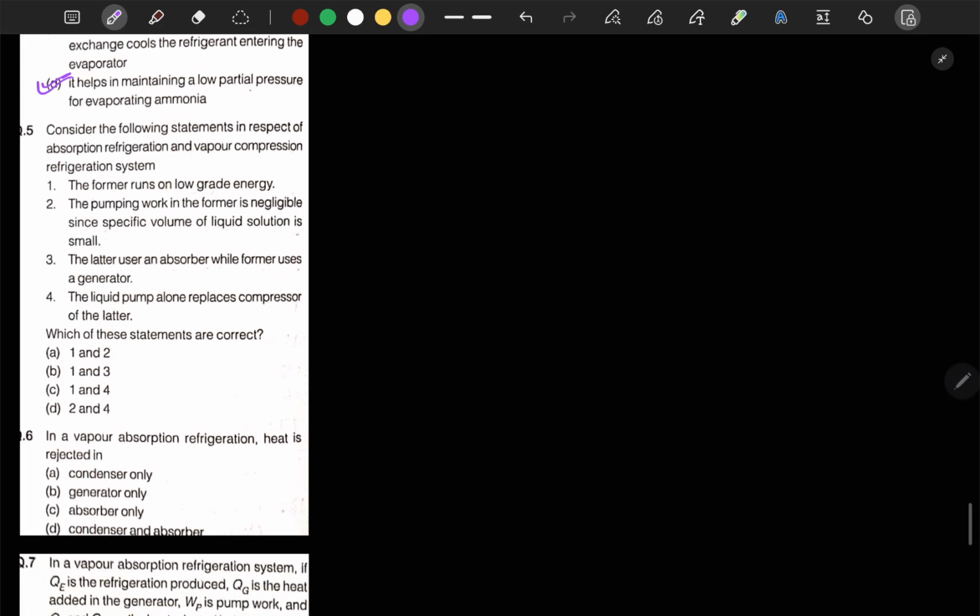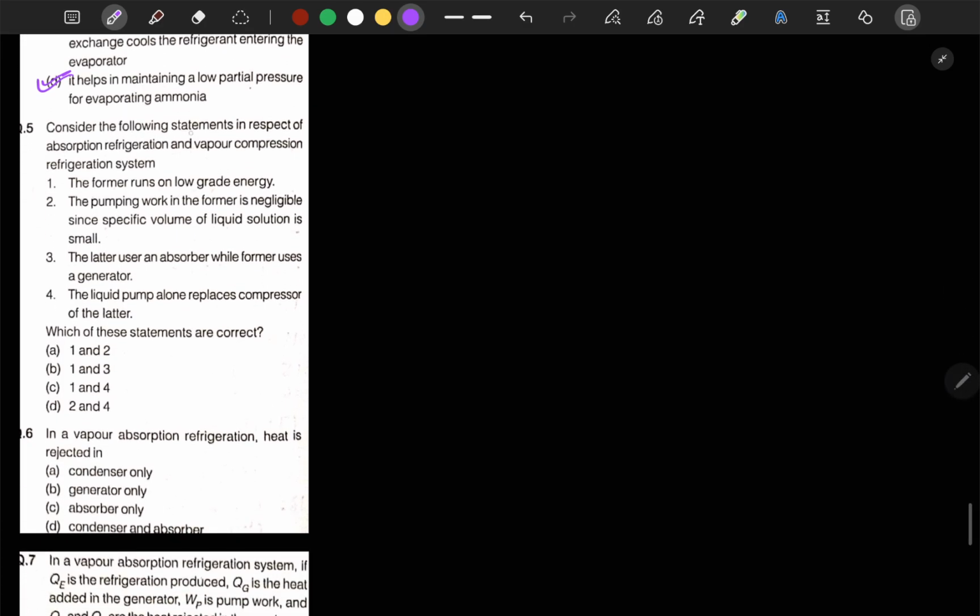In question number 5 it is mentioned, consider the following statements with respect to the absorption refrigeration and vapor compression refrigeration systems. First is the absorption refrigeration system, second is the compression refrigeration system. The former runs on low grade energy. Correct. The pumping work in the former is negligible since the specific volume of the liquid is small. Correct.